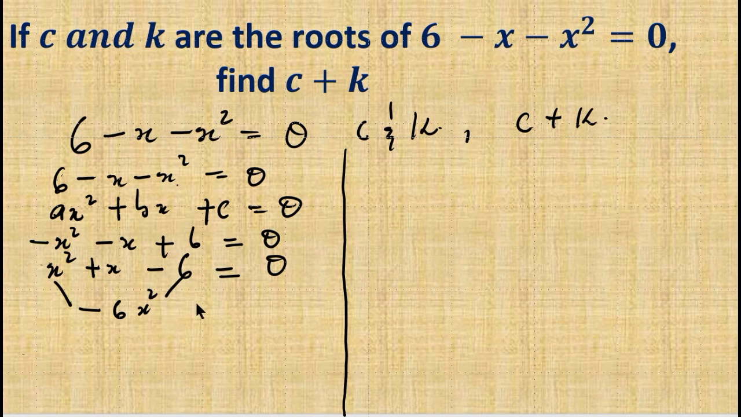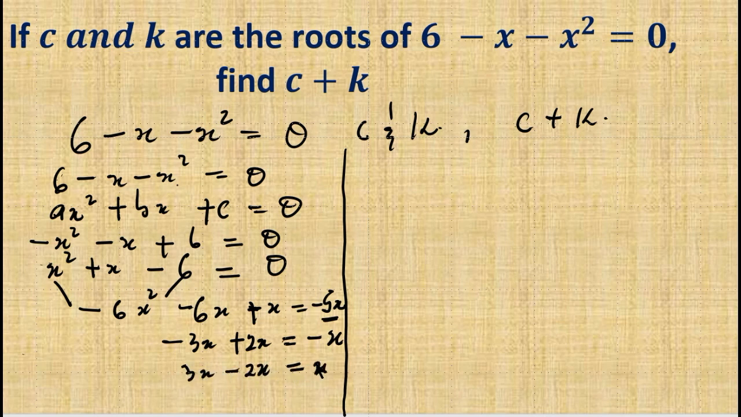The first I want to try is minus 6x and plus x. The summation of this will give me minus 5x. Obviously, this won't work. The next I'll be looking at is minus 3x and plus 2x. Straight up, minus 3x plus 2x will give me minus x, so that won't work. Then I'll try 3x and minus 2x. That will give me x. So this should be what I'll be looking into.